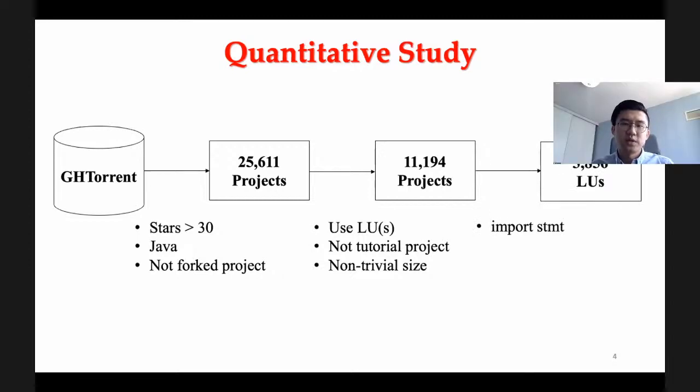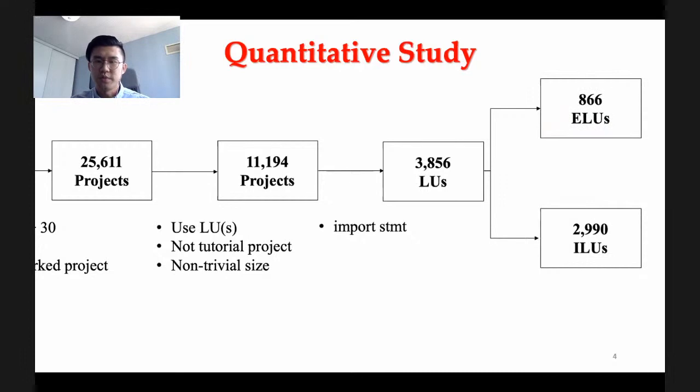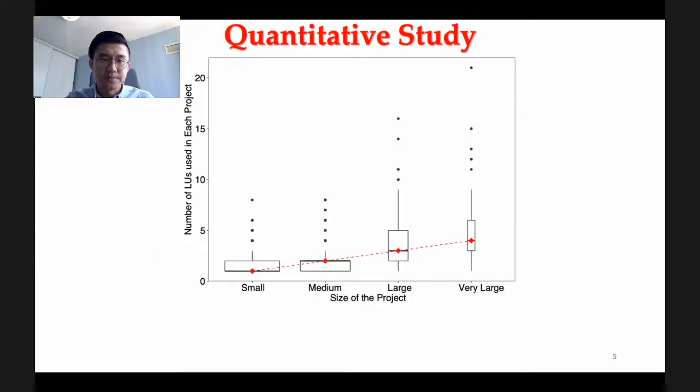Then we conduct static analysis to check the import statements in the source code to check whether the project actually used LUs, and what kind of LUs are used. In total, we have 3,856 LUs extracted. We further divided these LUs into two parts: the external LUs and the internal LUs. For external LUs, the LUs are directly imported from a third-party library, such as log4j, as you saw before. And the internal LUs are implemented inside the source code, directly by the project.